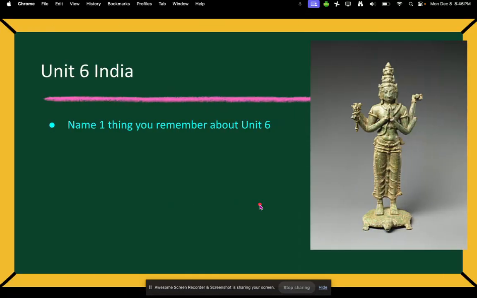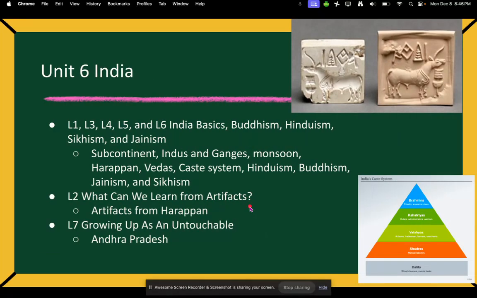In Unit 6, we have India. So name one thing you remember about Unit 6. So in lessons 1, 3, 4, 5, and 6, we did India basics, Buddhism, Hinduism, Sikhism, and Jainism. In those, we talked about the subcontinent, Indus and Ganges River, monsoon, the Harappan society, Vedas, the caste system, as well as the religions of Hinduism, Buddhism, Jainism, and Sikhism.